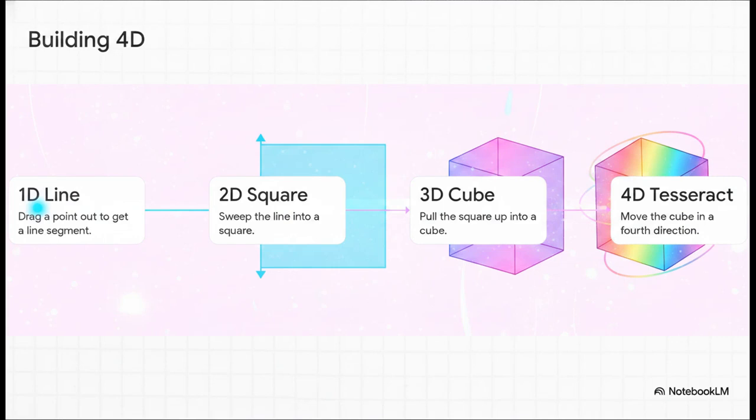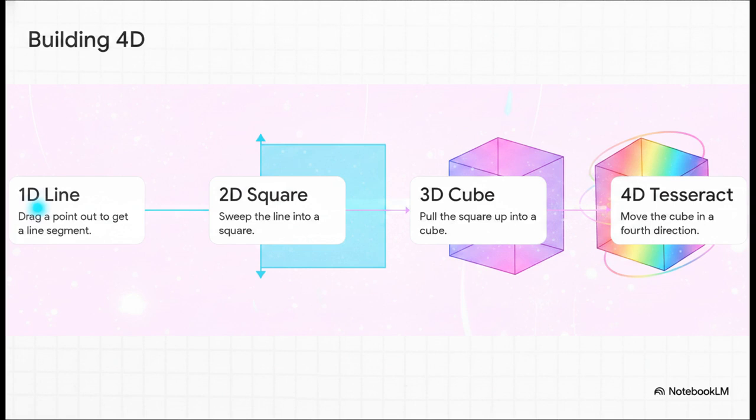So how do we get from an abstract mental block to a concrete geometric construction? I'm going to guide you step by step right up the dimensional ladder. You build dimensions by taking a shape and sweeping it in a perpendicular direction. Let's start with a single point. That's 0 dimensions. Drag it out, and you get a 1D line segment. Take that line, drag it in a perpendicular direction, and you sweep out a flat 2D square. Take that square, and pull it directly up into a third perpendicular direction, and boom, you've got a 3D cube.